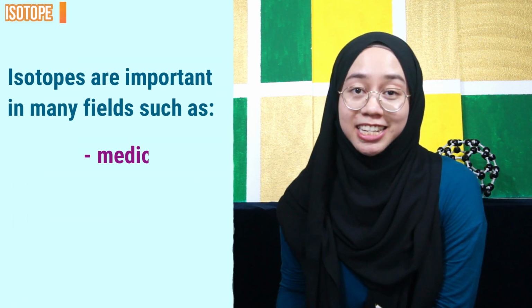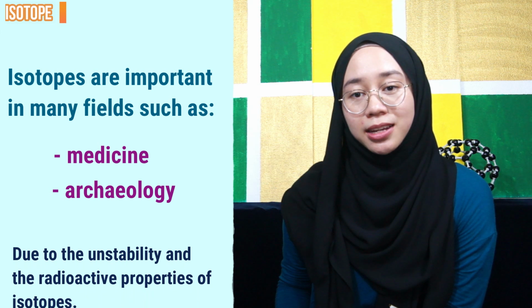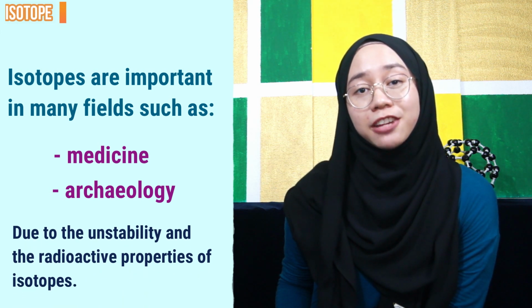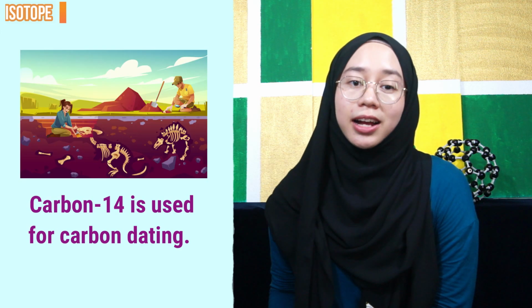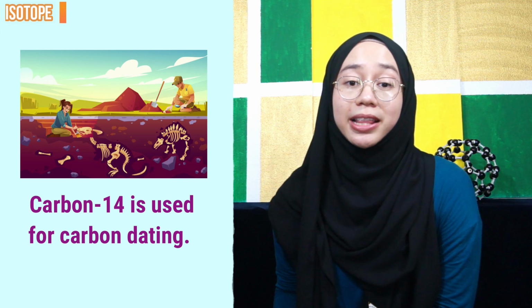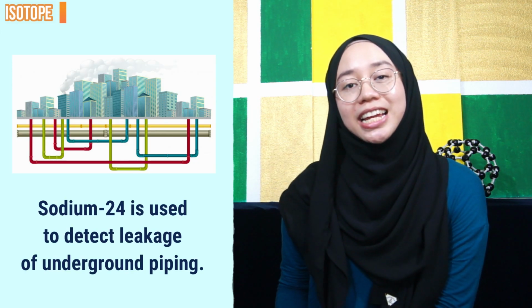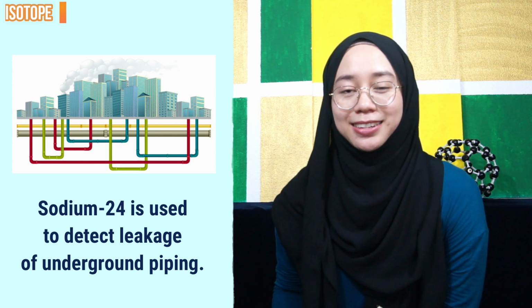A lot of elements exist as isotopes. The most commonly known isotopes are carbon-14 and sodium-24. Isotopes are important in many fields such as medicine and archaeology. This is because some isotopes of an element are unstable and have radioactive properties. For example, carbon-14 is used in archaeology for carbon dating. This is the method used to determine the age of artifacts and fossils. Whereas, sodium-24 is used for leak detection in underground piping.